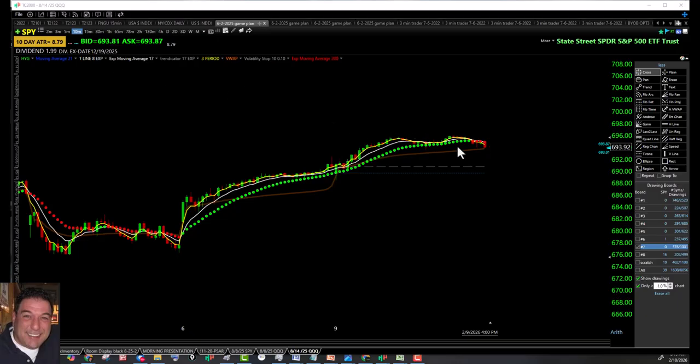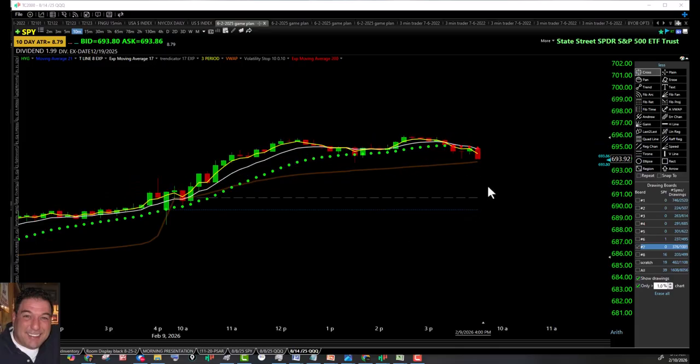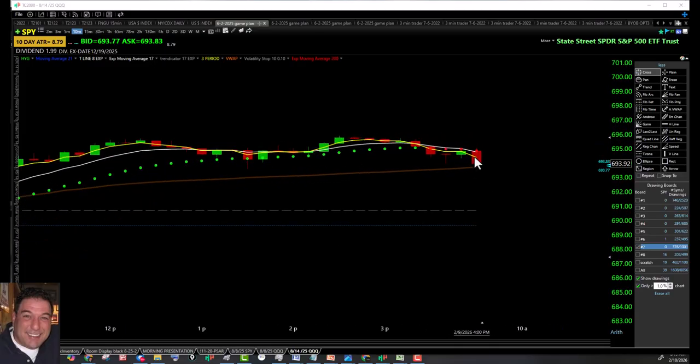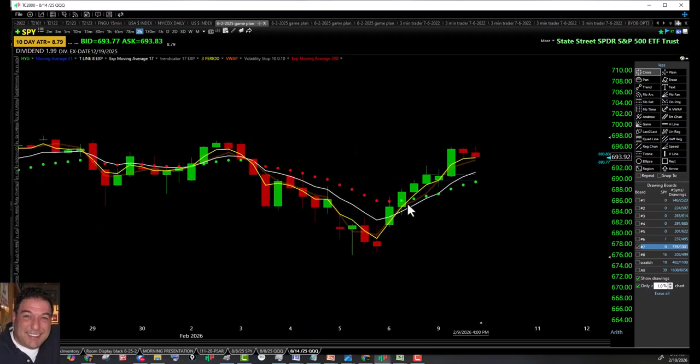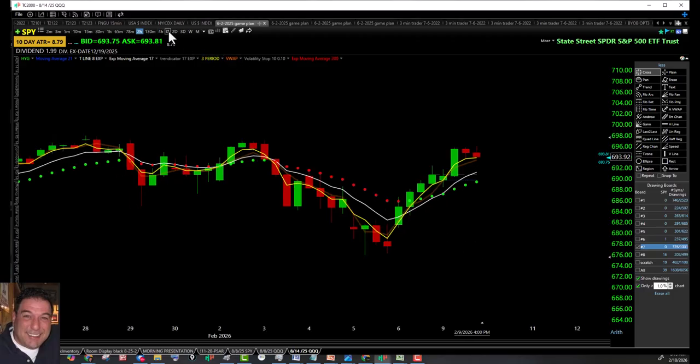So SPY coming into the close yesterday. You can barely see it. Now you can see the yellow line is underneath the white line. So you got the sticks and the 3 underneath the 8. So you got a 10-minute downtrend coming into the close. On the 2-hour chart, we got the sticks and the 3 riding up over the 8. So we got a 2-hour uptrend coming into the close, like that.